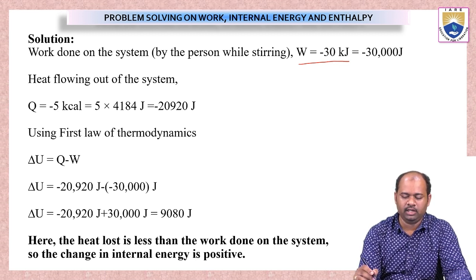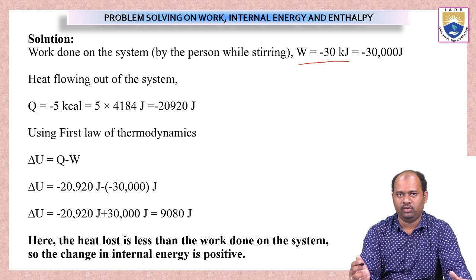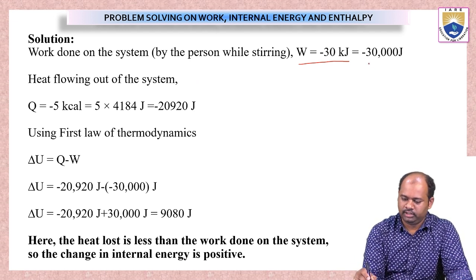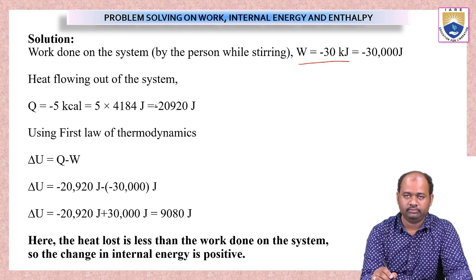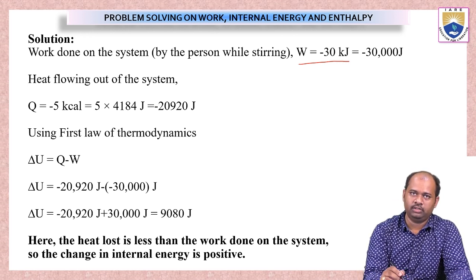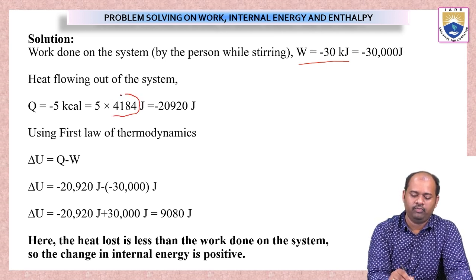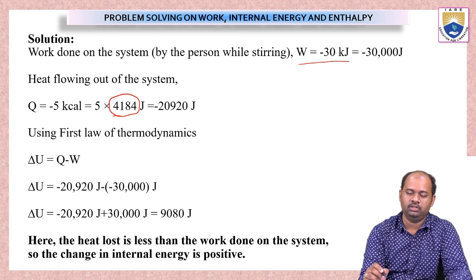And heat is flowing out of the system. Heat is taken out of the system, so it is also taken as negative. So Q out is equal to minus 5 kilocalories. So here, this is minus 30,000 joules and Q is equal to minus 5 kilocalories. Now we have to convert these kilocalories into joules. For that we have to multiply with the number 4184, which will convert the kilocalories into joules.